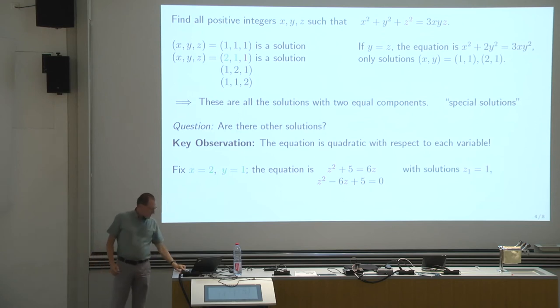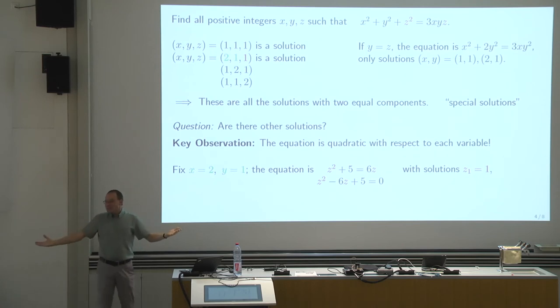So this has solutions, z1 equal to 1. So far, nothing exciting. We know that z1 equals 1 is a solution. But now, as you say, quadratic equations normally will have a second solution. Sometimes they have a double root, you know, x1 equals z1 equals z2 in this case. But here, what is the second solution?